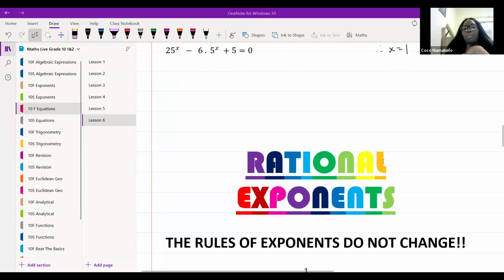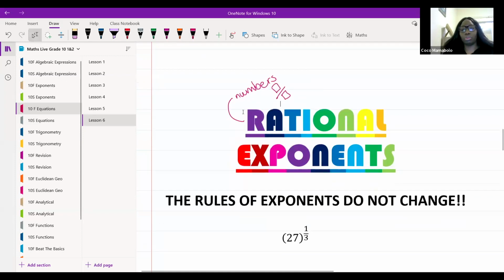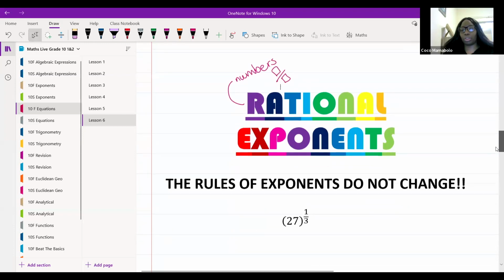All right, let's talk a little bit about rational exponents before we run out of time here. Rational exponents really don't do anything different to what normal exponents do. The only difference is that rational exponents involve rational numbers. We did say that rational numbers are numbers that can be written as a fraction, as something over something. So what this is telling us is that our exponent is going to be a fraction. All right, so let's take this question over here. 27 to the power of 1/3.